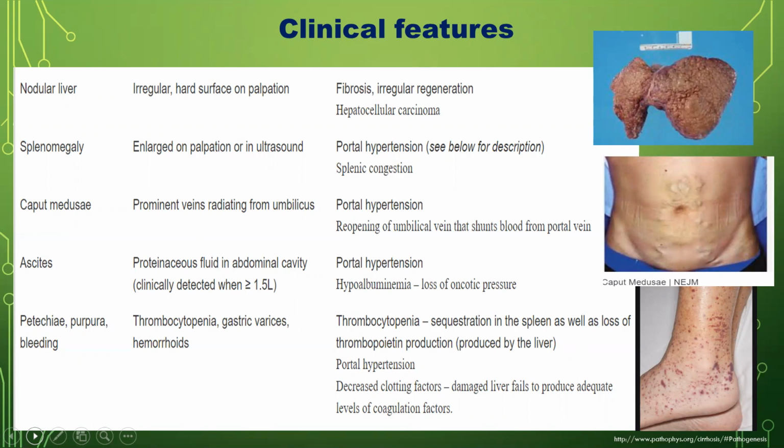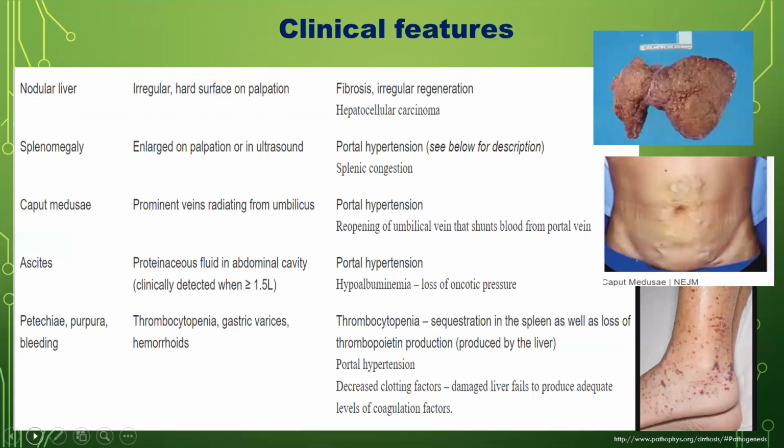Ascites is the presence of proteinaceous fluid in the abdominal cavity, clearly seen by ultrasound in small quantities, but clinically detected if more than 1.5 liters are present in a patient with cirrhosis. It can be explained by portal hypertension and hypoalbuminemia, which leads to loss of oncotic pressure. It can also be present in patients with hepatocellular carcinoma or as a sign of carcinoid syndrome.